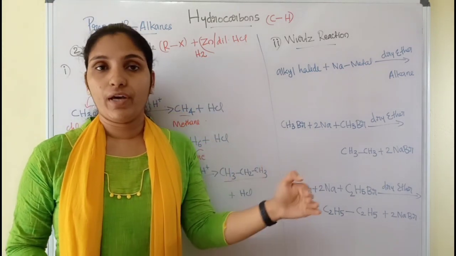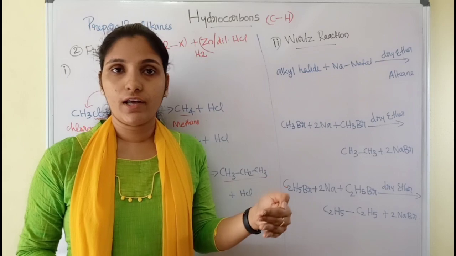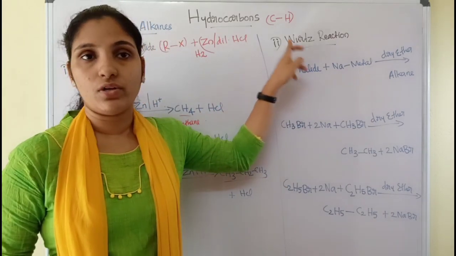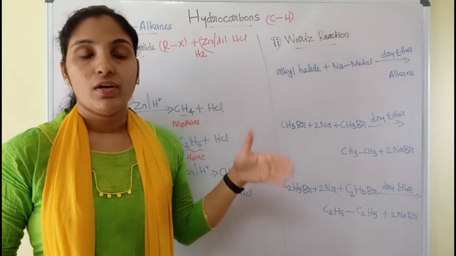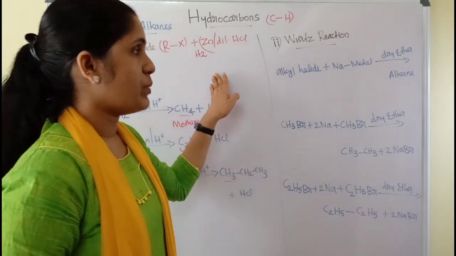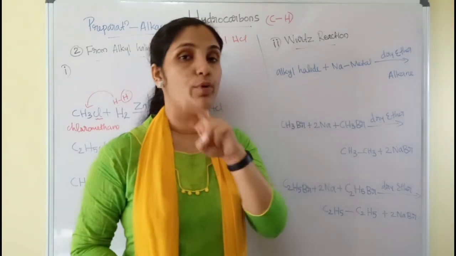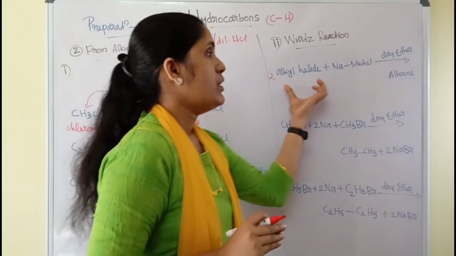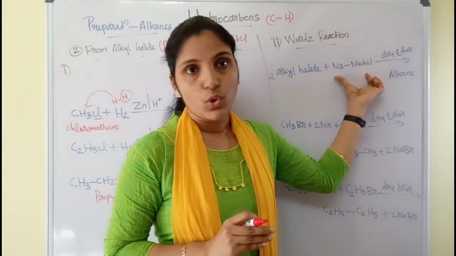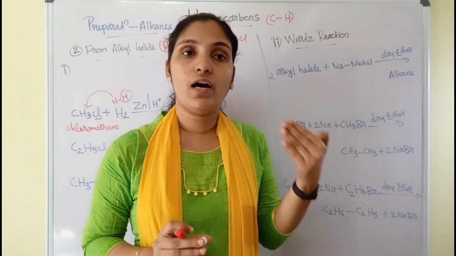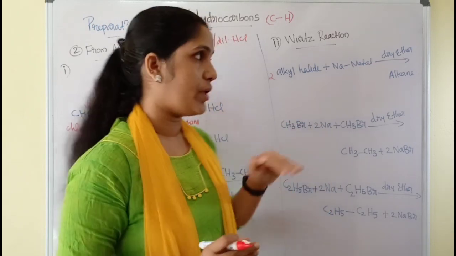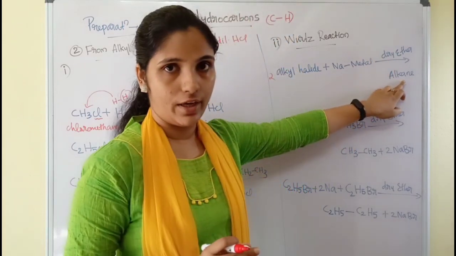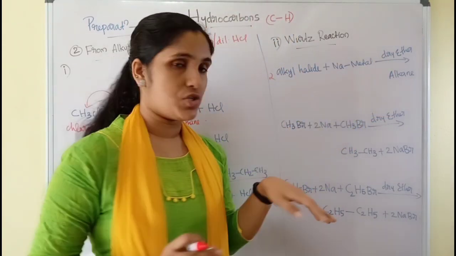Second way to prepare alkanes from alkyl halide is the name reaction. Just note down, this is called Woods reaction. In this Woods reaction, 2 molecules of alkyl halide should be treated with metallic sodium. In presence of dry ether, we will get alkane. So this is Woods reaction.